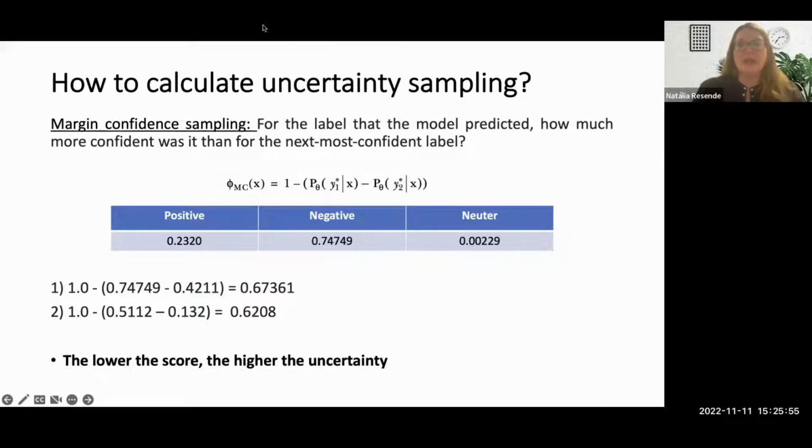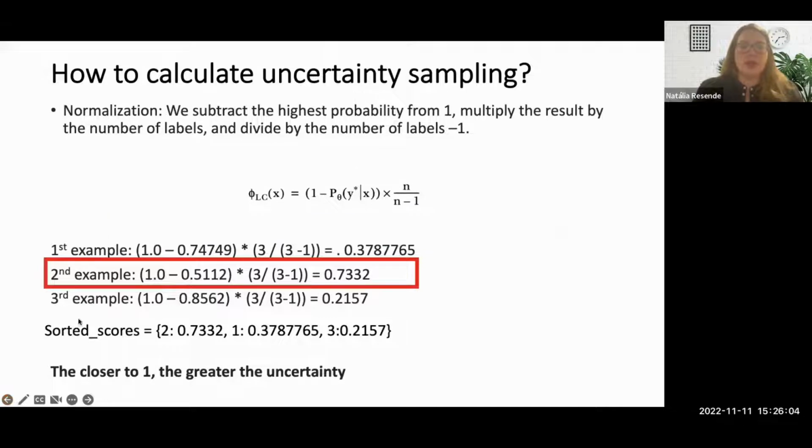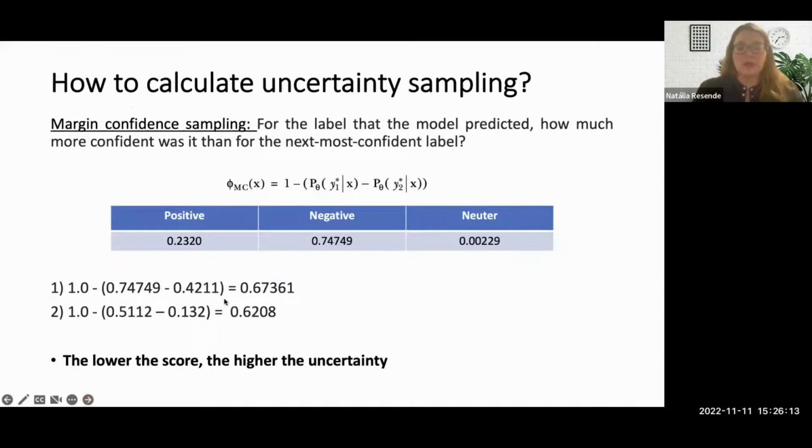So in this case, usually this is the final score, and then we do as we did here with least confidence. We sort the scores, right? So you can sort the scores here as well.